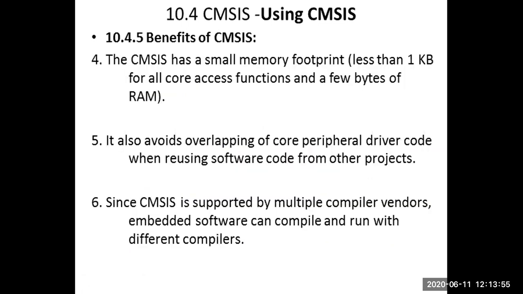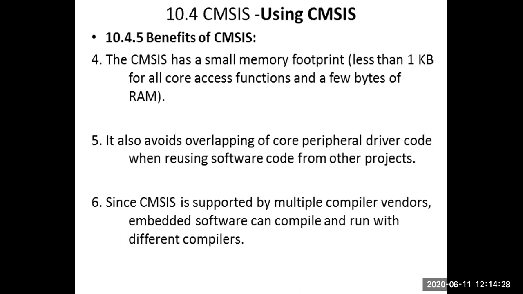And we'll continue. The fourth point is that CMSIS has a small memory footprint, less than 1 KB for all core access, in a few bytes. It takes a very small amount of memory for files, less than 1 KB. The fifth point is that it also avoids overlapping of core peripheral driver code and software code from other projects. Okay, it avoids overlapping. The sixth point is that since CMSIS is supported by multiple compiler vendors, embedded software can compile and run with the different compilers.